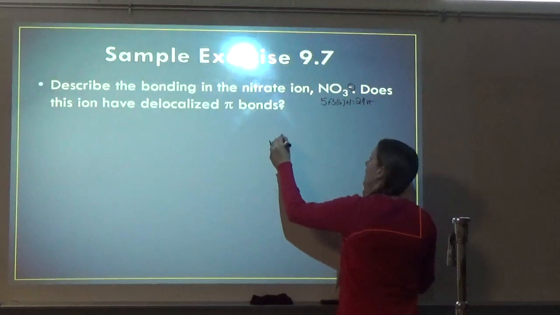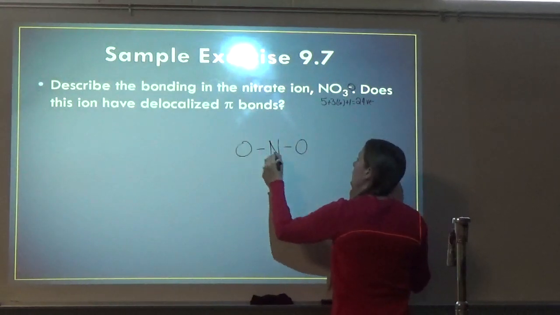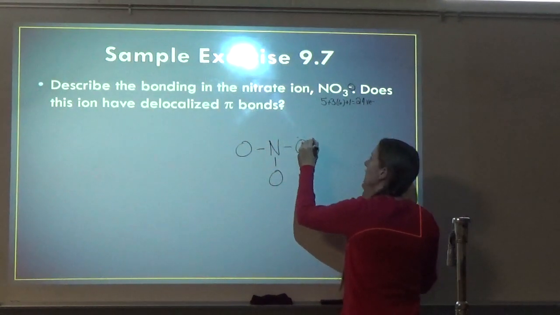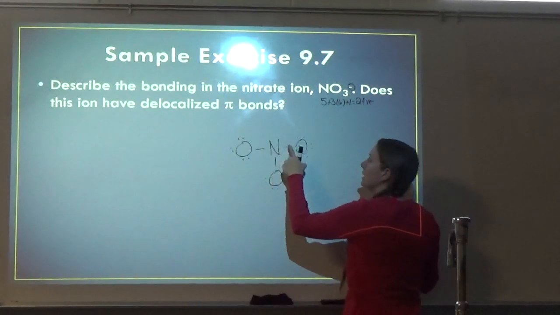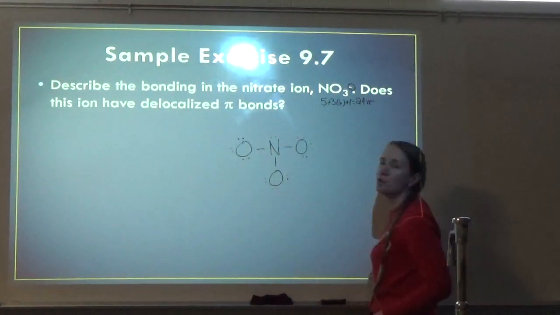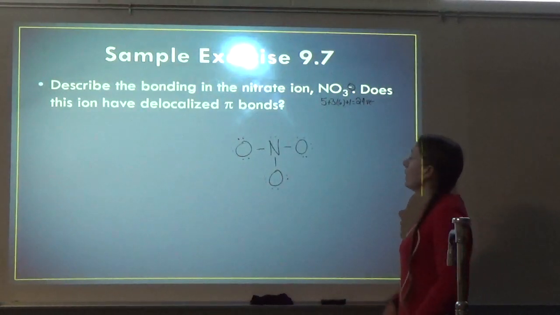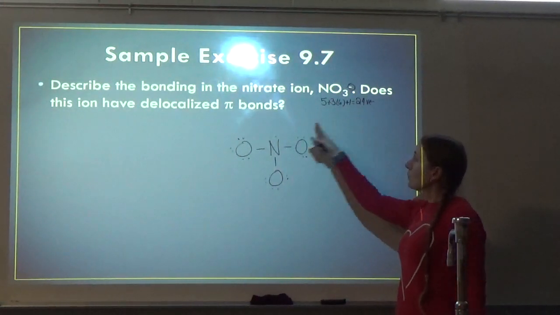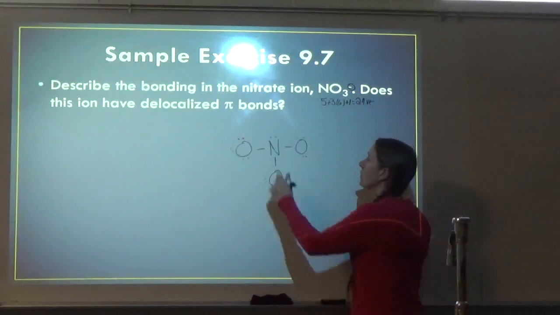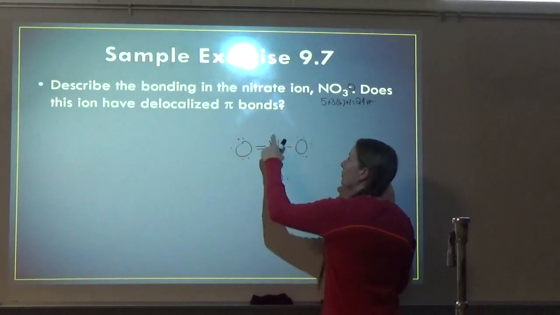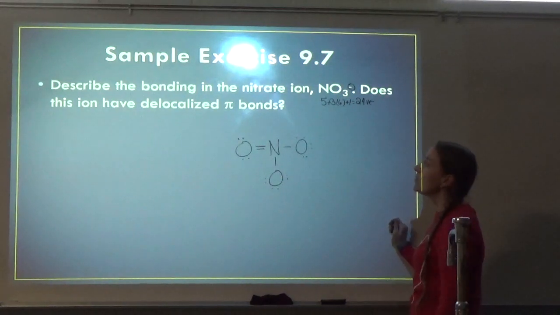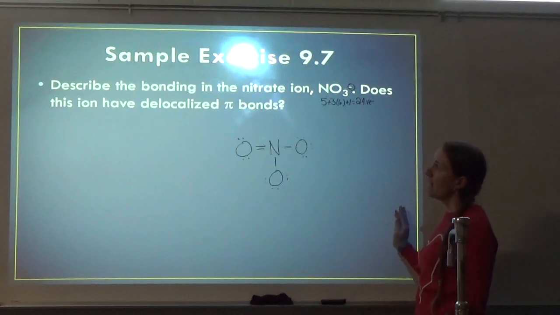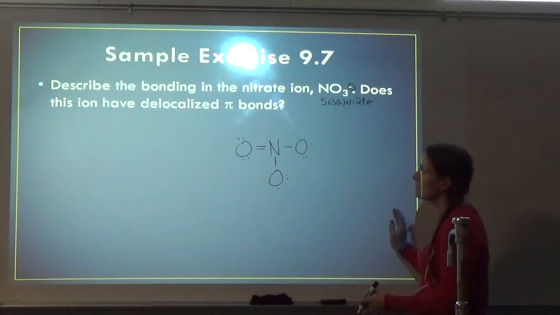All right, so I'll put my N in the middle, put my 3 O's around it. O has 2, so it needs 6 more for each of them. And then N has 2, 4, 6, so it needs 2 more, just like that. But the problem is I'm only allowed 24. I actually have 26. So I need to add an extra bond, remove a pair from both of the atoms that touch that bond, and so now I can determine if I have localized or delocalized pi bonding.